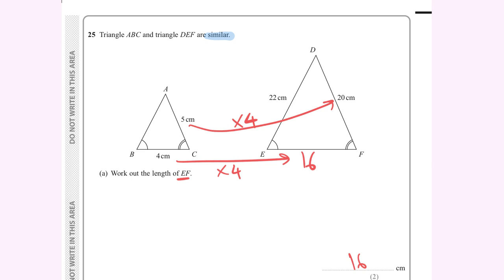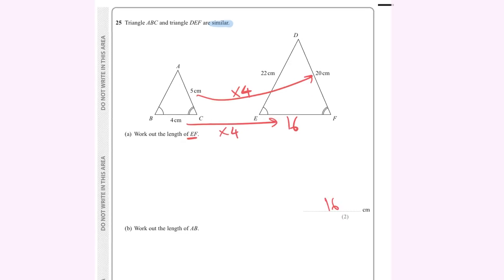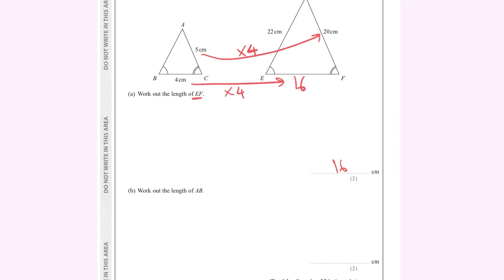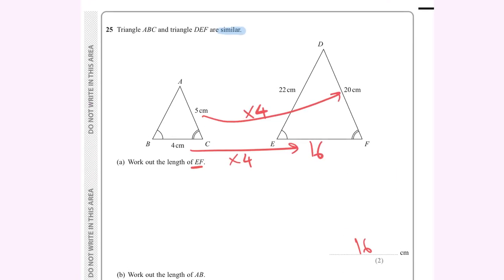Okay. Now it says work out the length AB. So spicing things up a little bit. AB. If you're not sure when you're reading these what it means by this, AB is just this one here. Right? AB is this one there, like EF is this one. Right? Okay, so we're looking for AB.